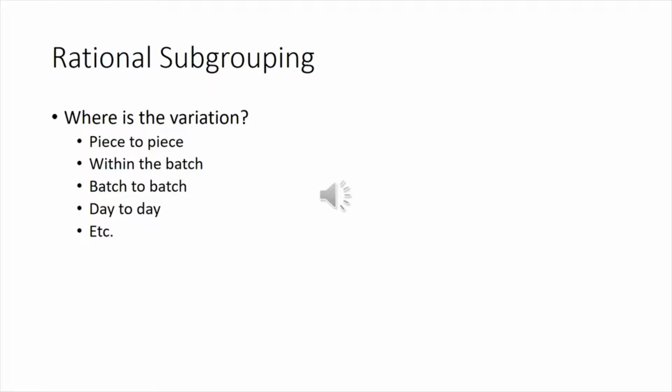If you're pretty sure it's a normal curve anyway, and there's no rhyme or reason to it, one-piece flow, just use an individual moving range chart, that's the way to go. But just make sure you're not missing any opportunities to learn. That's what rational subgrouping is about.